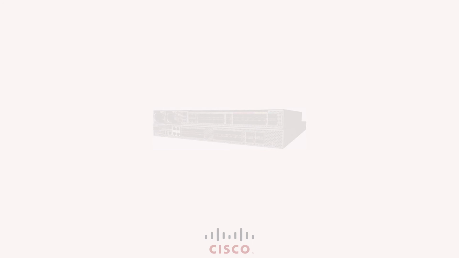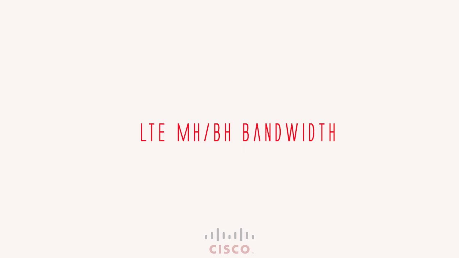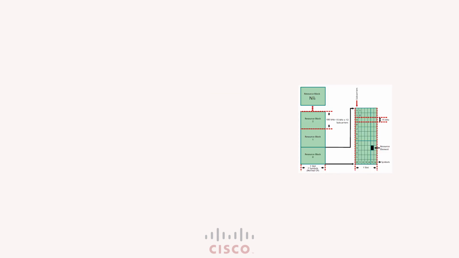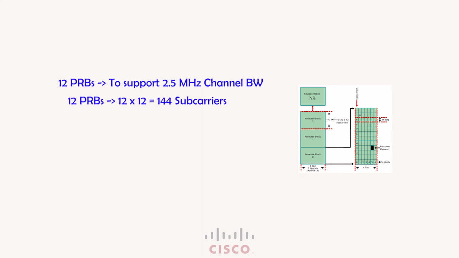Before we move to CPRI or Fronthaul bandwidth, let us take a quick look at the mid-haul, backhaul IP bandwidth possible with the kind of resources we have discussed so far. Let us pick 2.5 MHz as the channel bandwidth. So how many physical resource blocks do we need to support this 2.5 MHz? The answer is 12. Now how many subcarriers do we have for those resource blocks? Well, it is 144 subcarriers.